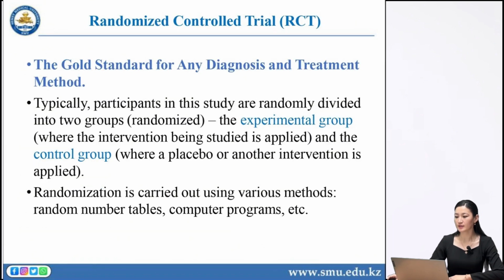Randomized controlled trial: the gold standard for any diagnosis and treatment method. Typically, participants in this study are randomly divided into two groups: the experimental group where the intervention being studied is applied, and the control group where a placebo or another intervention is applied. Randomization is carried out using various methods, random number tables, computer programs, etc.